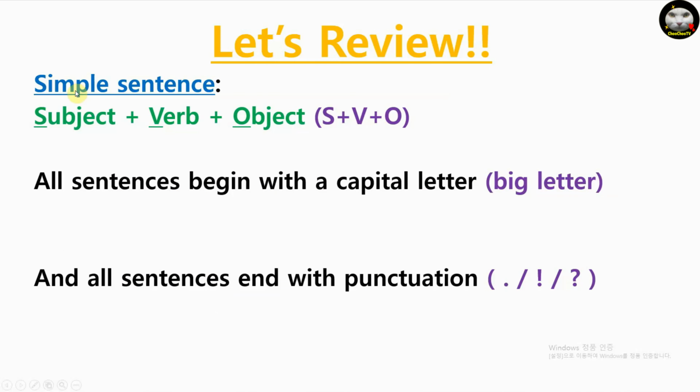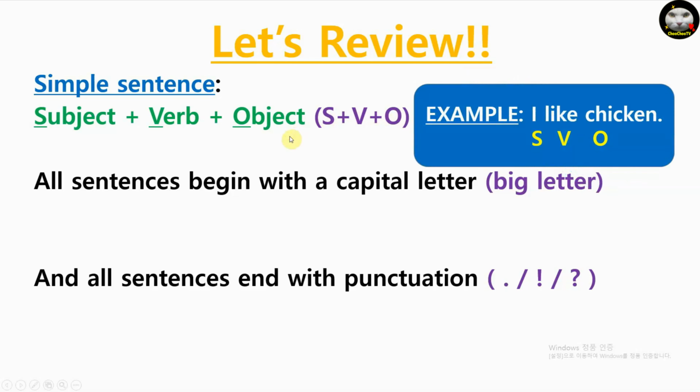In Part 1, we looked at the simple sentence, which is formed by a subject plus verb plus object, SVO. An example is, I like chicken. I is the subject, like is the verb, and chicken is the object. And let's remember that all sentences begin with a capital letter. This means a big letter.